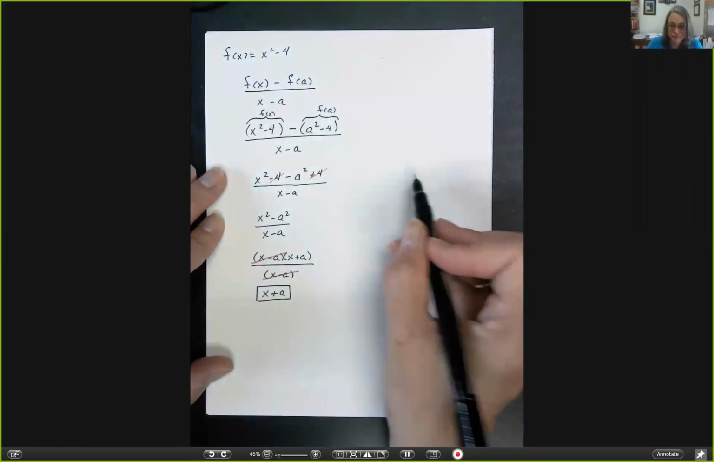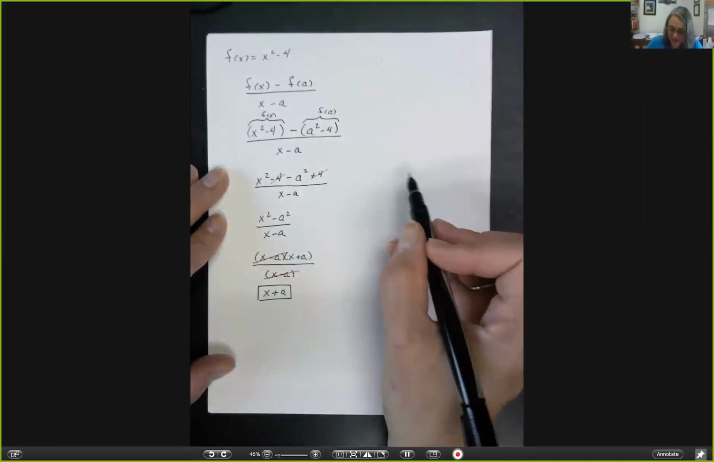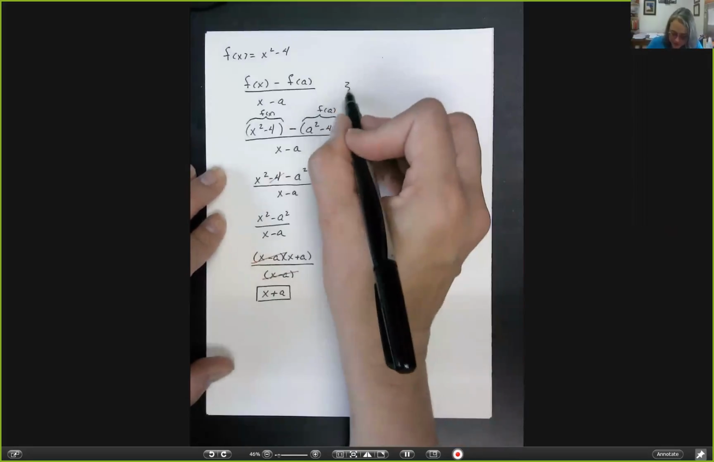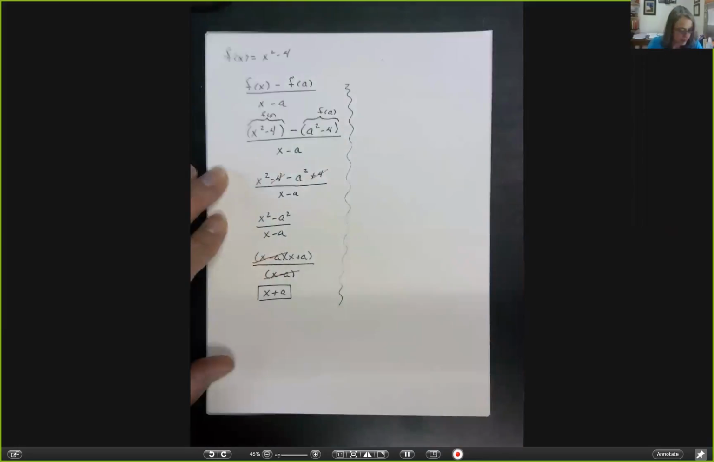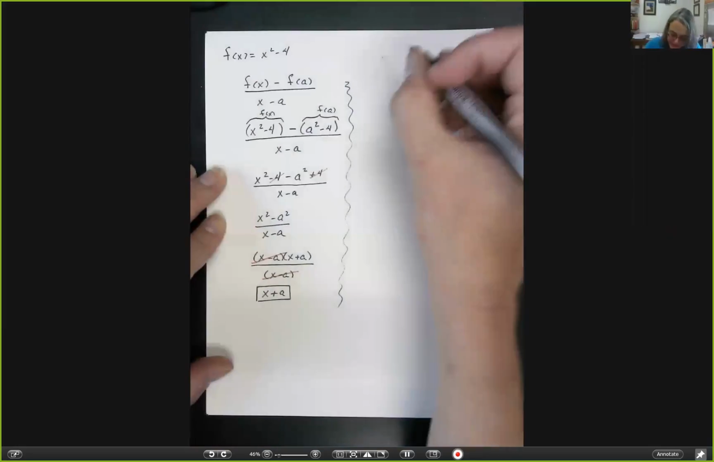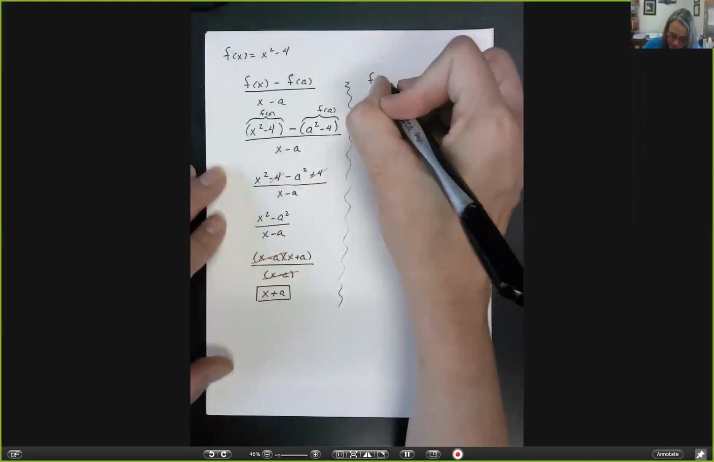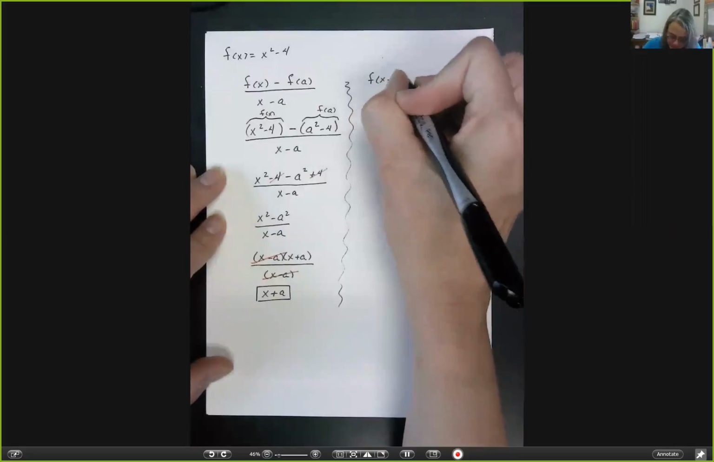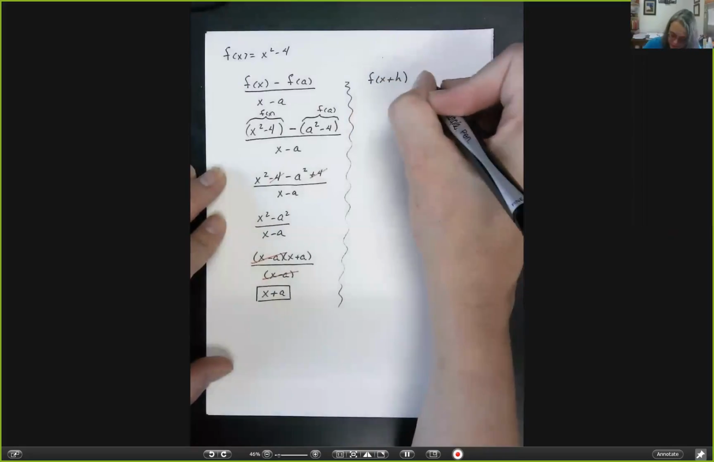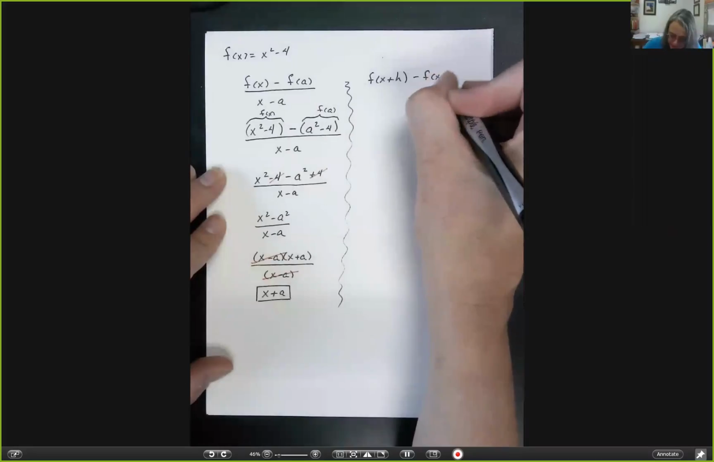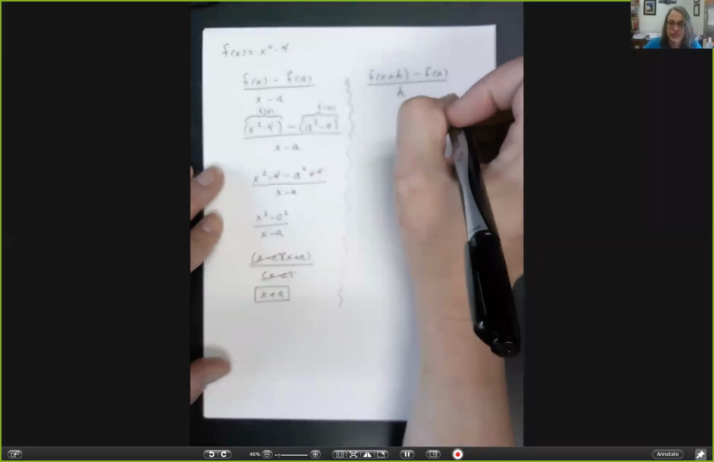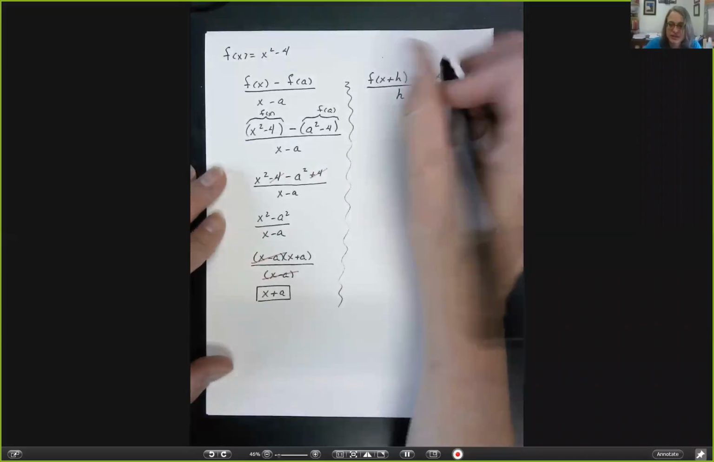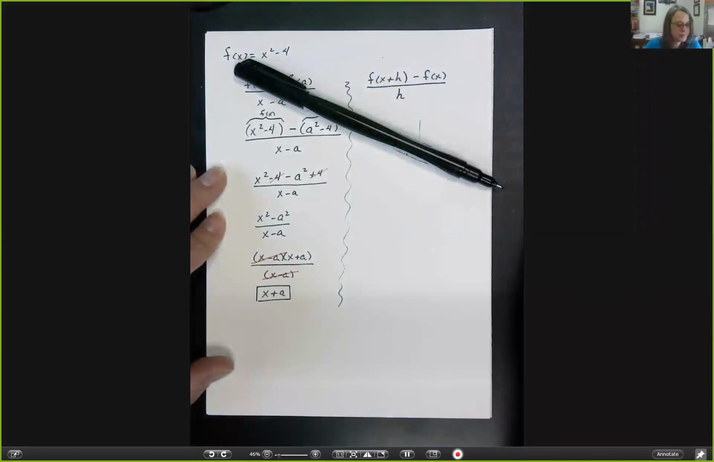All right, now let's look at the other way. So the difference quotient can be expressed in two ways. The second one is you'll be asked to find f of x plus h minus f of x, all over h. So to understand this, let's go back to Desmos for a minute.